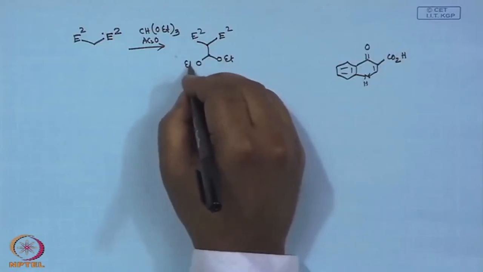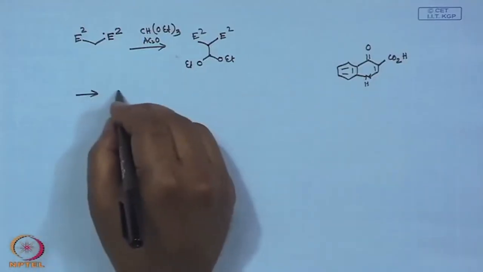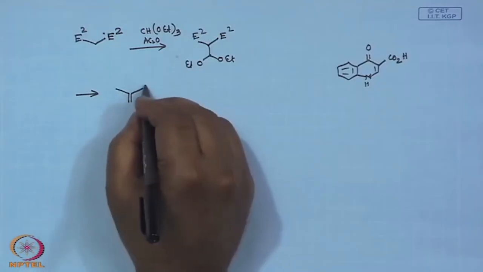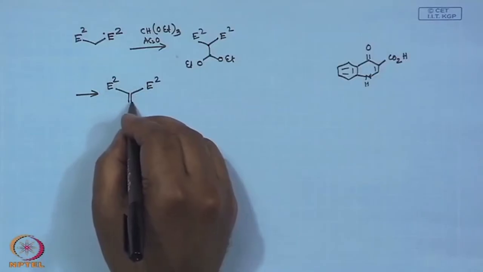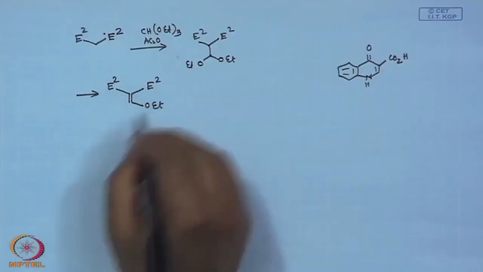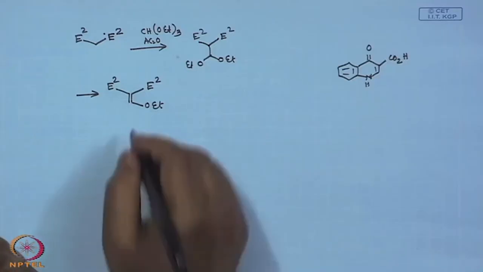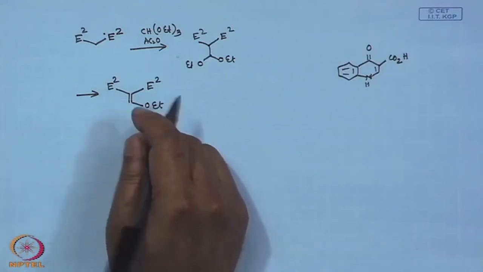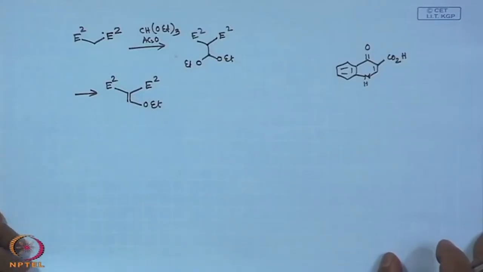Eventually, what it will form, this E2, you will get this sort of ketal, and then again, all of us know, in the presence of acetic anhydride you lose ethanol to form ethyl acetate, that is the driving force. So, you get the ethoxymethylene diethyl malonate, and this chemical was largely used by a company called Bengal Immunity.